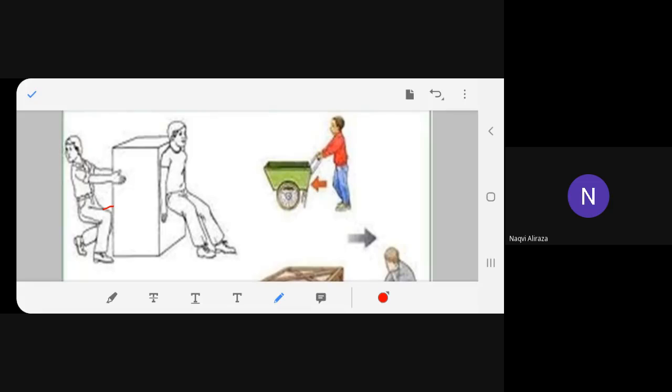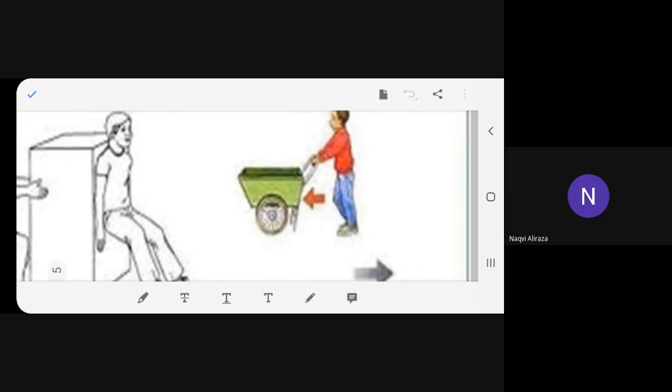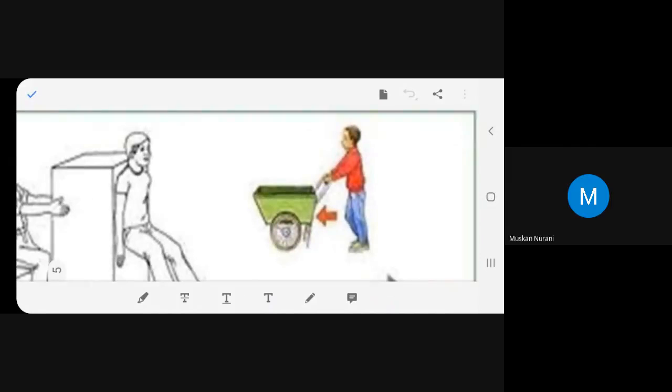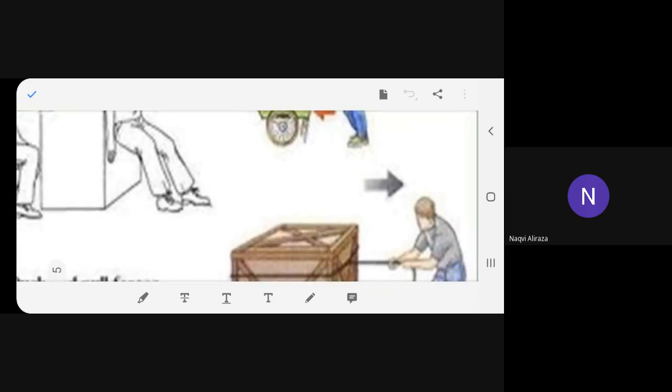So this boy is pulling and this boy is pushing, right? Can you see this? Good, very good. I'm very happy. So let's talk about this one. What is this? Ma'am, pushing. Very good. There is only one activity in the second image, a man is pushing the trolley.